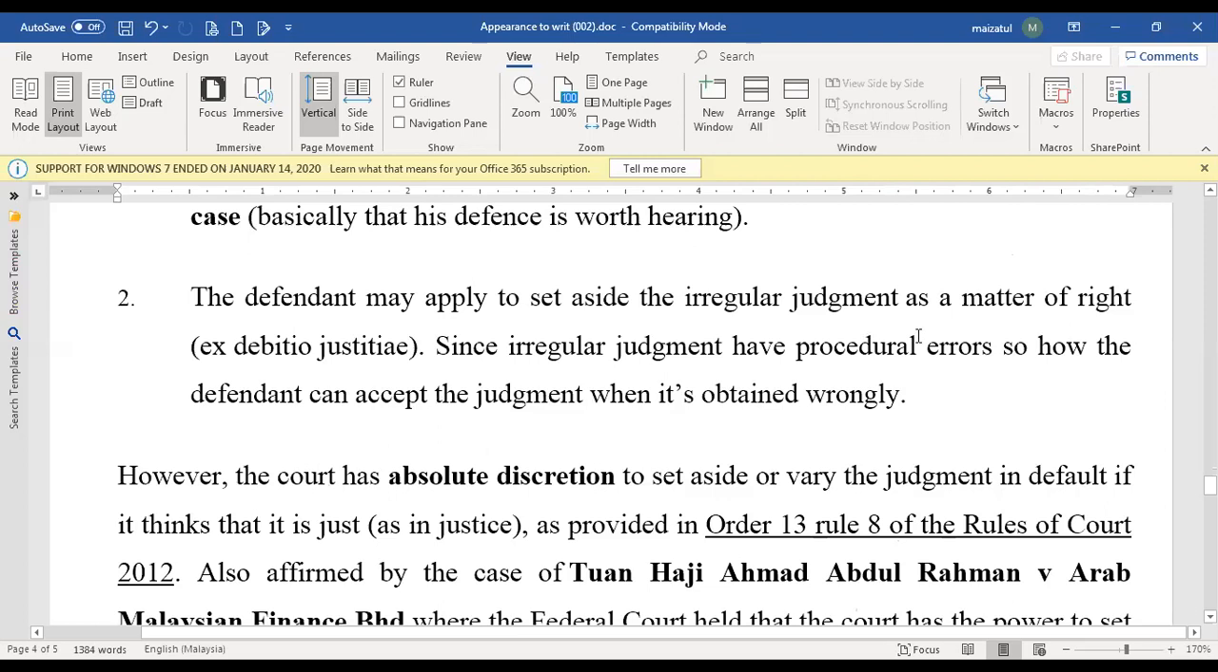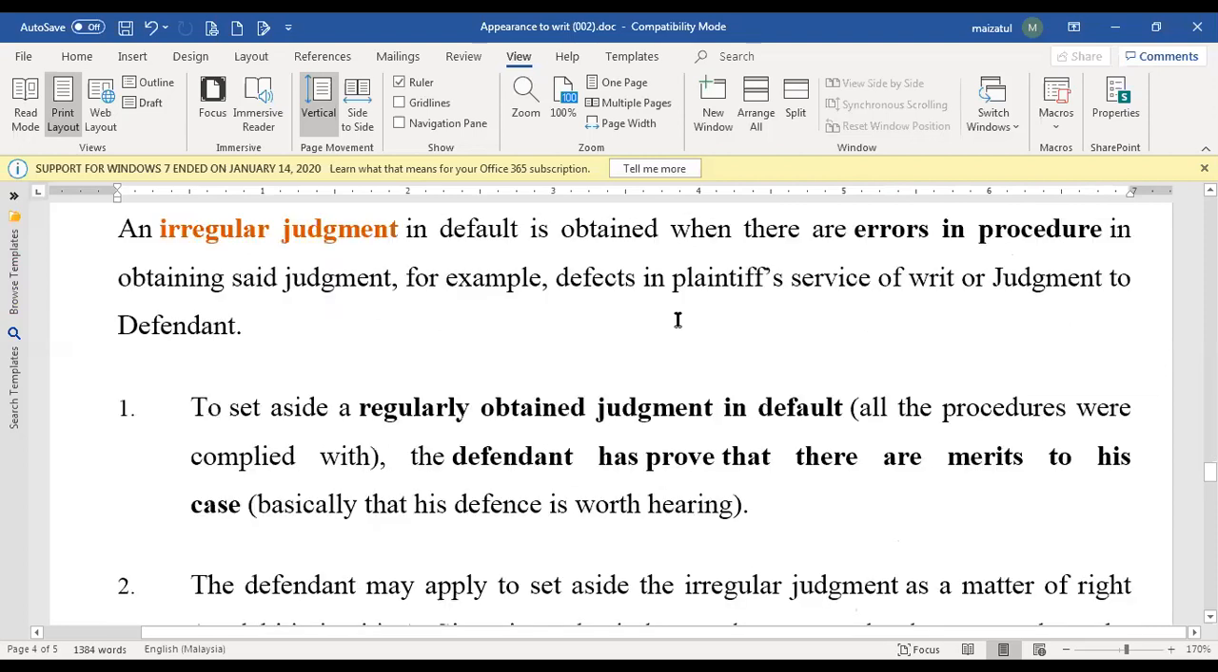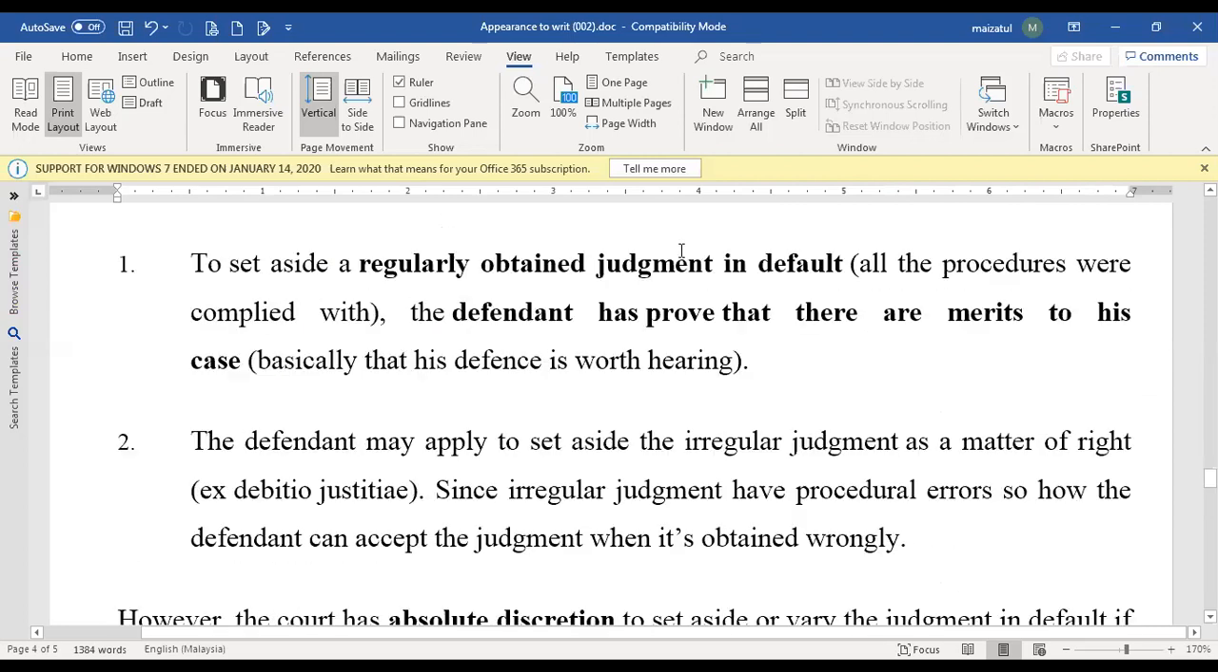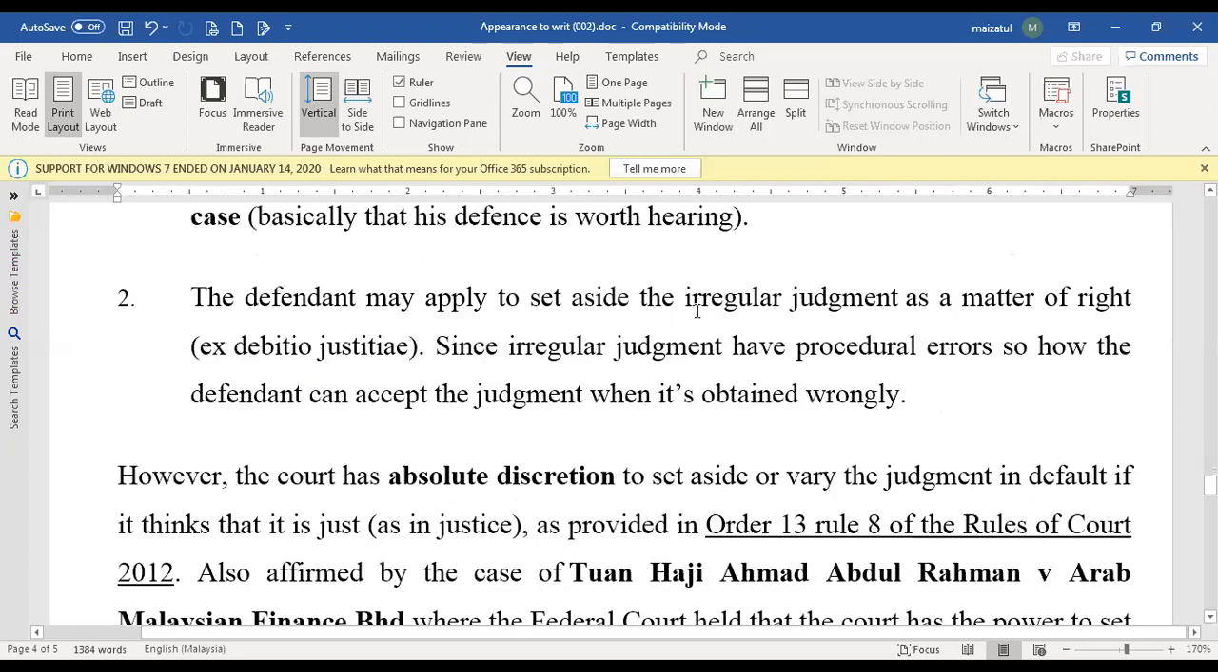But then if there is a regular judgment, everything is perfect, then the defendant has to prove what is the merit of the case. What's wrong with the case? There is some reason why my case has to be heard by the courts, and why this judgment is actually unfair to me.